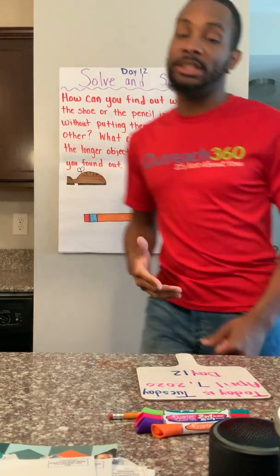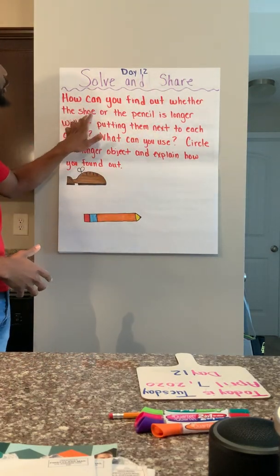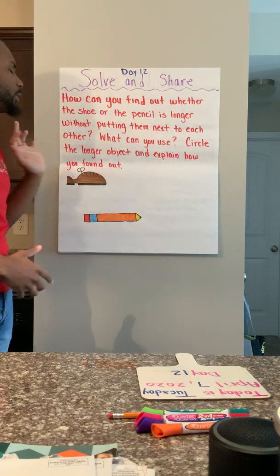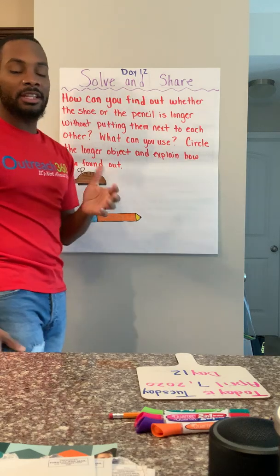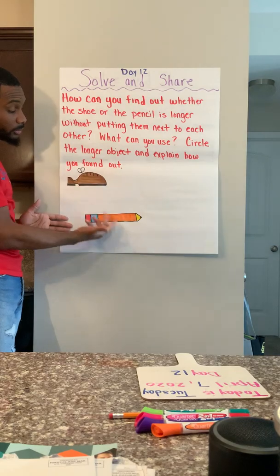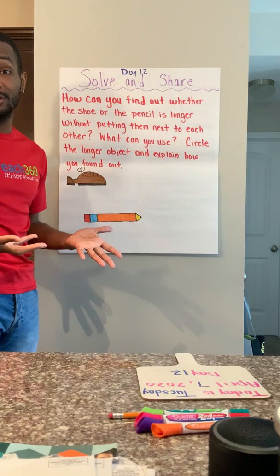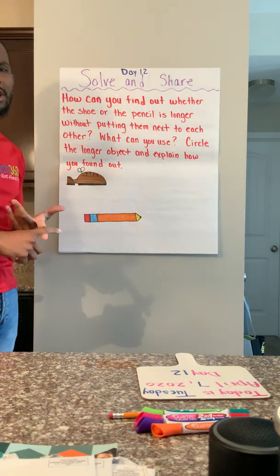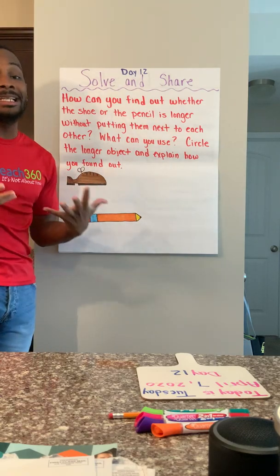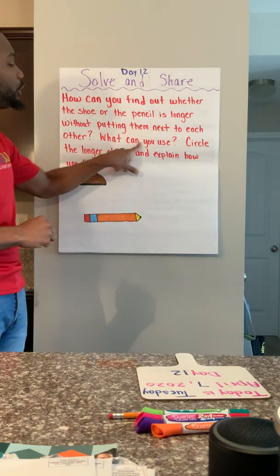I'm going to break this question down so we can better understand it. How can you find out whether the shoe or the pencil is longer without putting them next to each other? That means I'll have to find some type of object to use to measure the length of these two objects. It doesn't matter what it is. Like yesterday I used a pencil. Today I can use paper clips, a screen, or a pen. I can use anything that will help me measure these two objects. So, what can you use?